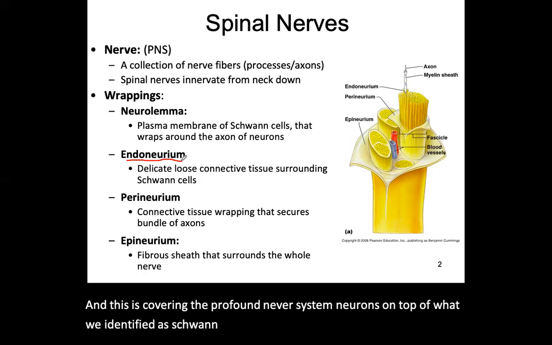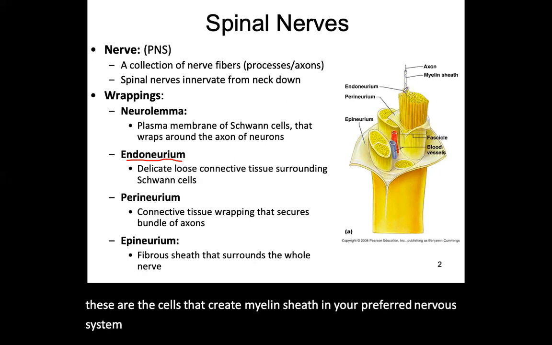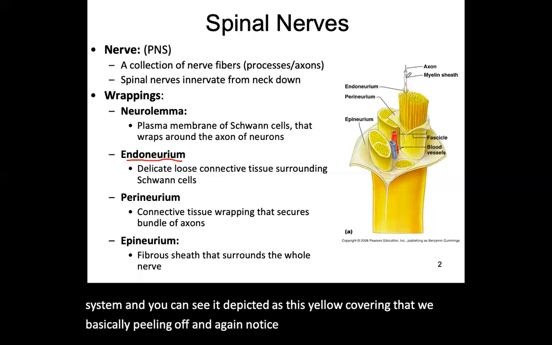If you don't recall what Schwann cells were, these are the cells that create the myelin sheath in your peripheral nervous system. You can see it depicted as this yellow covering that we're basically peeling off. And again, notice that your myelin sheath is still underneath that.